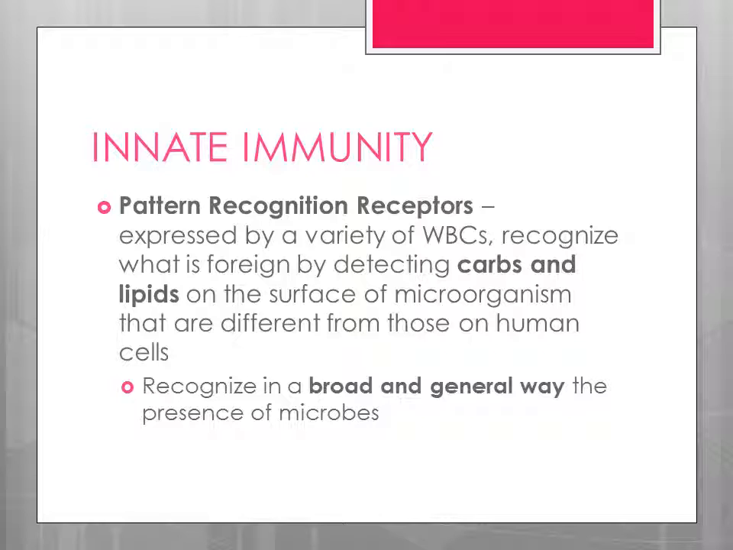Now, if you think about it, there are thousands and thousands of carbs and thousands of lipids. So if you're just recognizing the fact that it's a carb and the fact that it's a lipid, you're not going to be a very specific receptor. This is why they recognize in a very broad and general way the presence of microbes. They're just going to let the body know that there are foreign things circulating in the bloodstream.